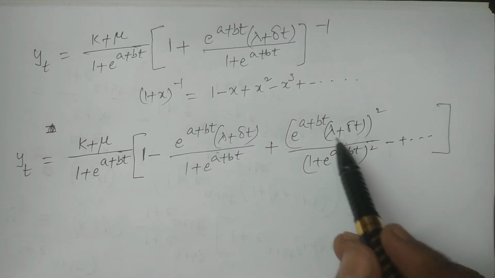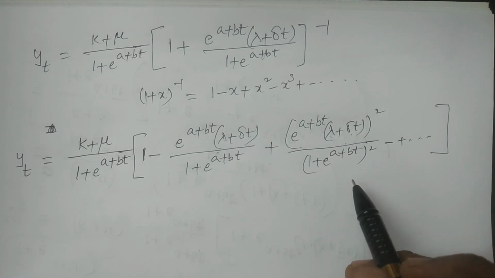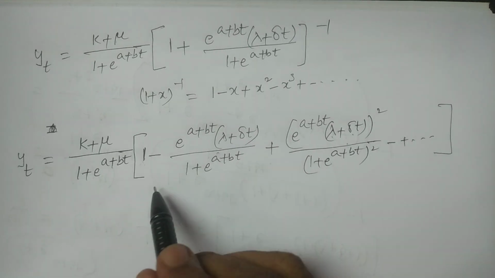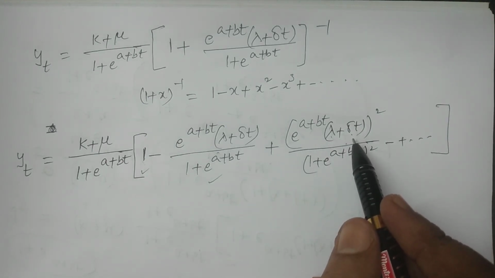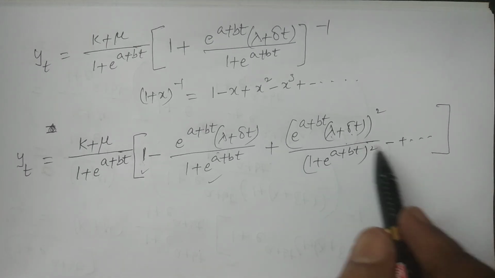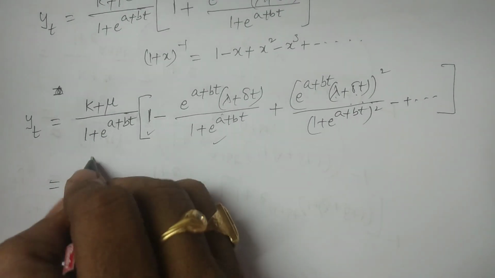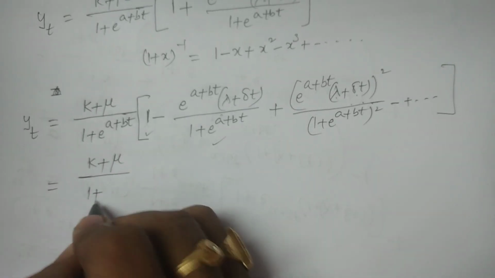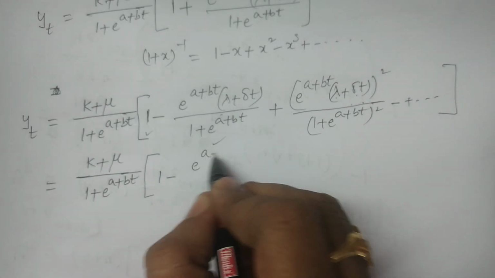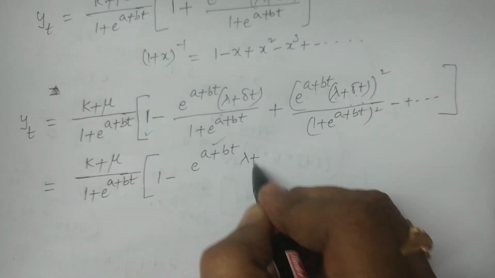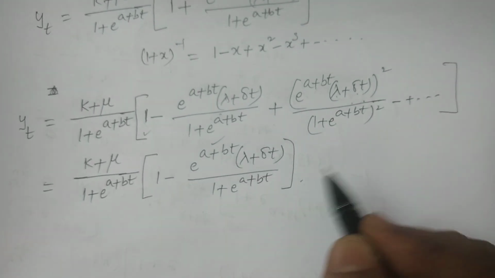Again, you see here lambda and delta are two small positive quantities. The higher powers of lambda and delta I am ignoring, so I am considering only the first two terms, 1 and this. Higher powers from the second, third, that is 2, 3, 4 and so on, I am ignoring. So this is equivalent to (k plus mu) divided by (1 plus e power a plus bt), multiplied by 1 minus e power a plus bt into (lambda plus delta t) divided by (1 plus e power a plus bt). This is the term which remains here.